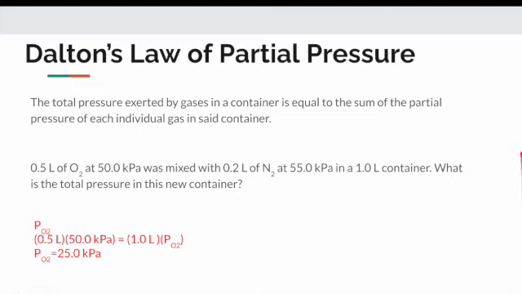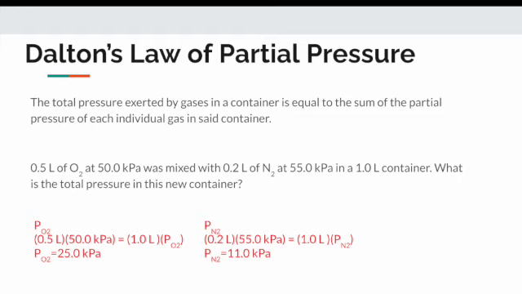Now, as you can see here, to figure out the pressure of O2, we can just use proportions. The pressure of O2 we know is 50 kilopascals. You can set up a proportion and multiply this by the value in liters, and then set that equal to the new volume of the new container, which is 1 liter, multiplied by the new partial pressure of oxygen in this new container, and that turns out to be 25 kilopascals. This is the same if you did division or whatever. This is just a proportion.